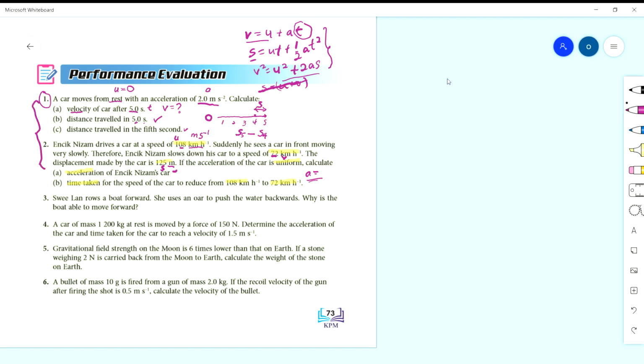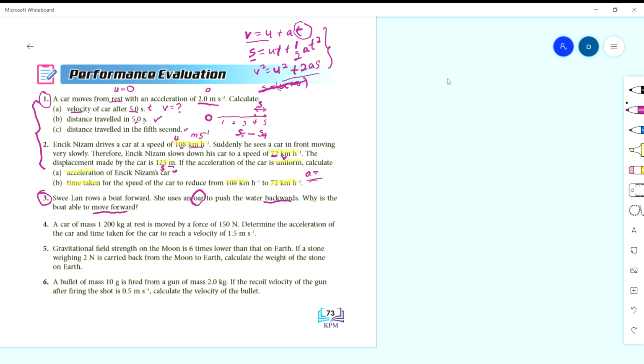Okay, question number 3. Read the question properly. She rows a boat forward. She used an oar to push the water backward. Ni pendayung lah. Why is the boat able to move forward? Okay, she pushes the water backward, but the boat moves forward.